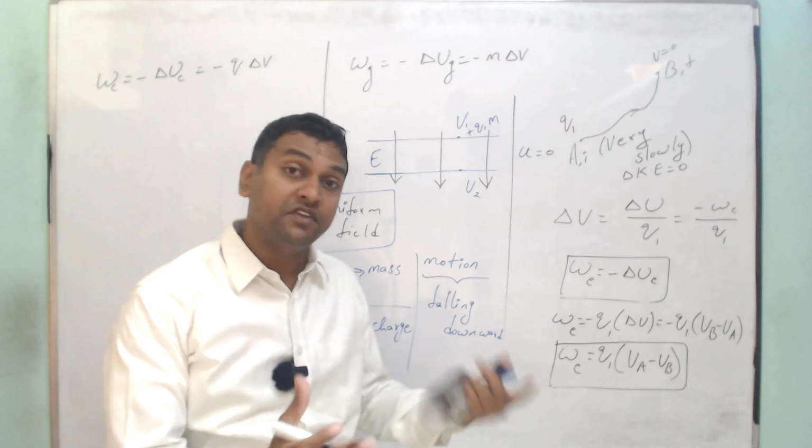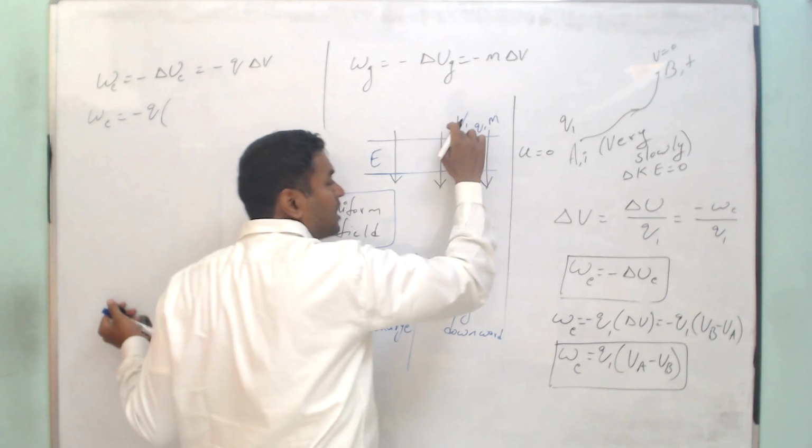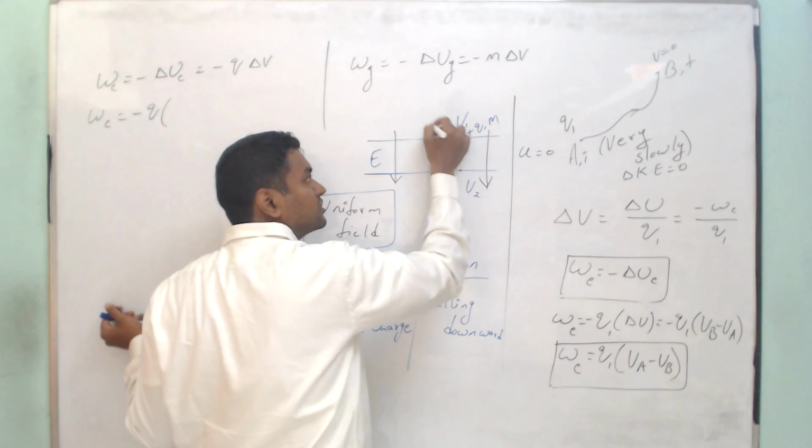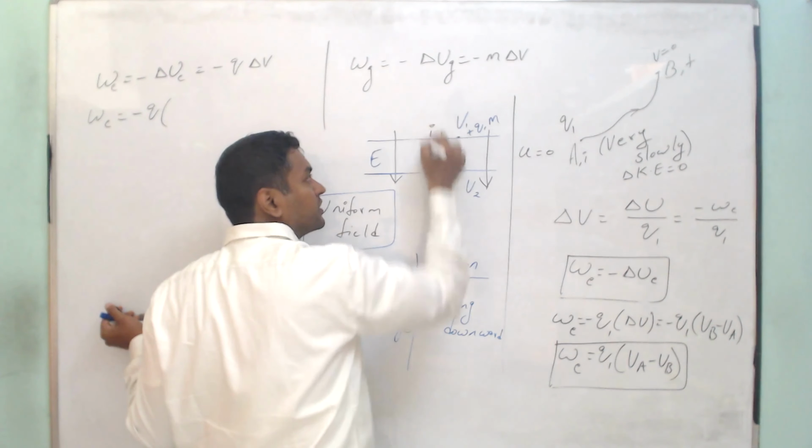Now, just doing it for this fellow, I will have work done by the electrostatic force equal to minus of charge into delta V. We are going from up to down, so this is my initial point and this is my final point. So delta V should be V2 minus V1. If you take the minus sign inside, I can write work done by the electrostatic force is equal to charge Q into V1 minus V2, correct?